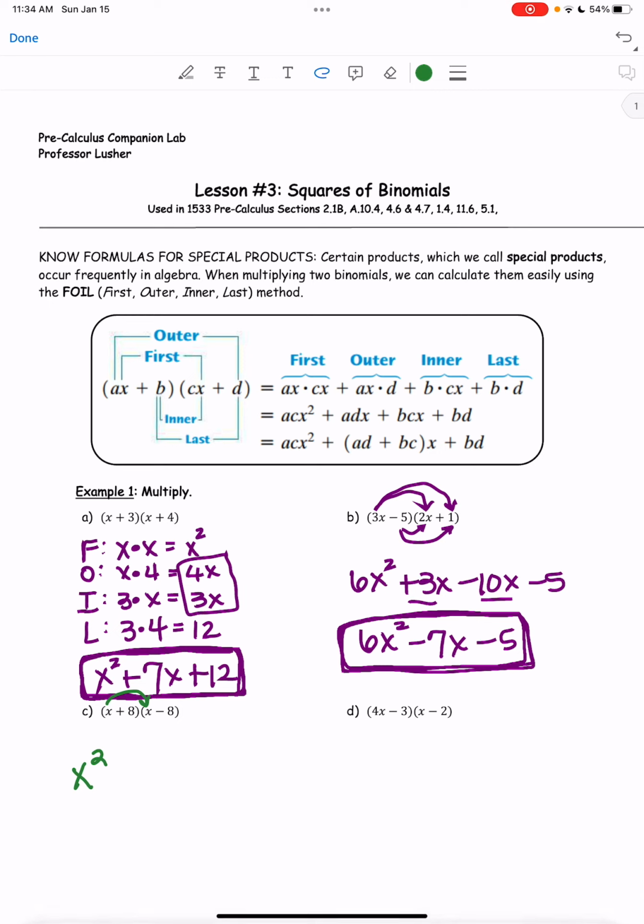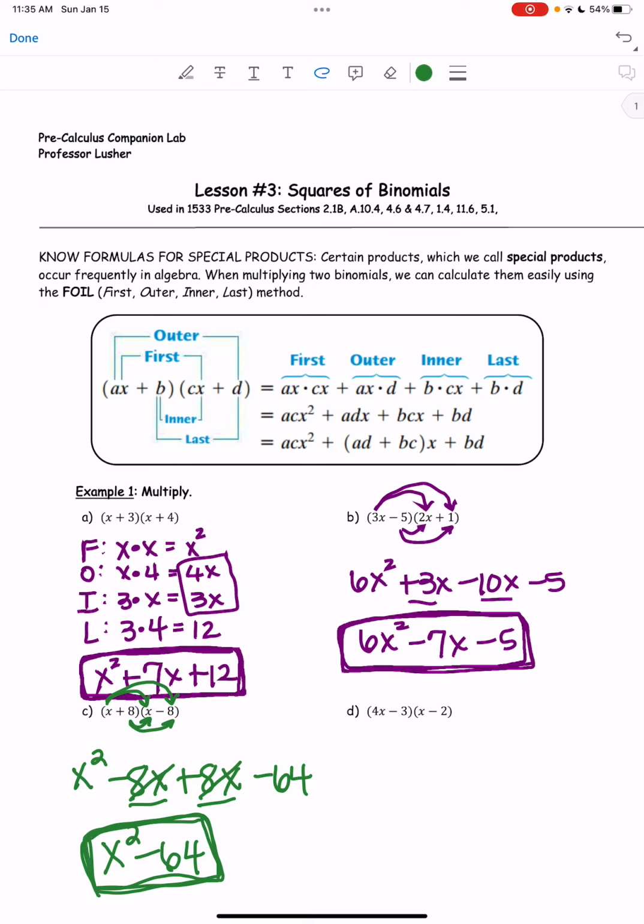Then we'll do our outer. My outer terms are x times negative 8. And notice what I did here is I just took this first term and I just distributed it to both terms in that second one. Okay, that's what that first and outer makes you do. So then my inner, we're going to do 8 times x to give me positive 8x. And then my last is 8 times negative 8 to give me negative 64. These are my like terms again. Well, negative 8x plus 8x, those cancel. So my final answer is just x squared minus 64.